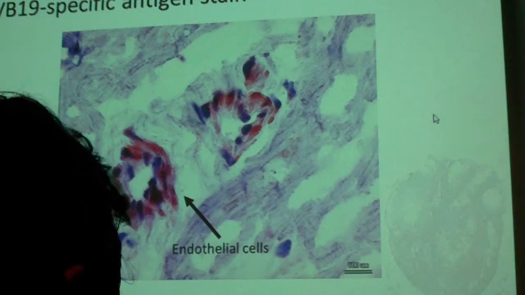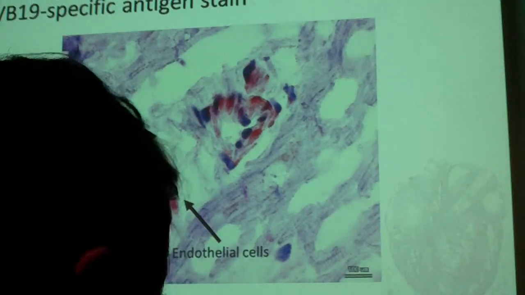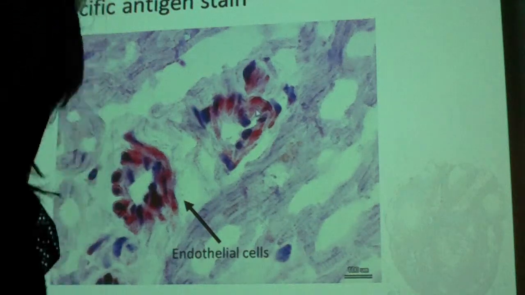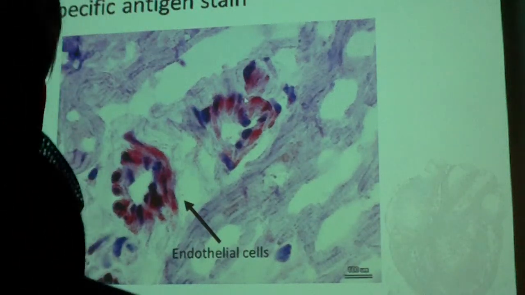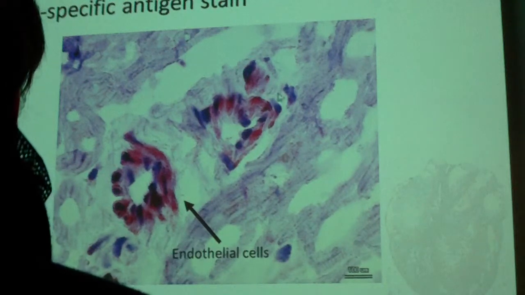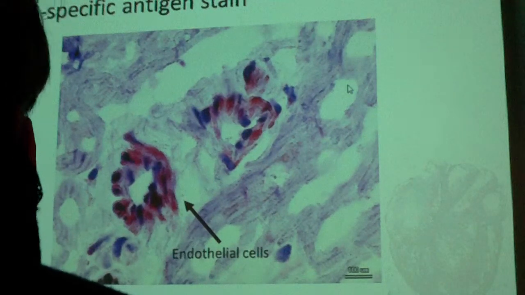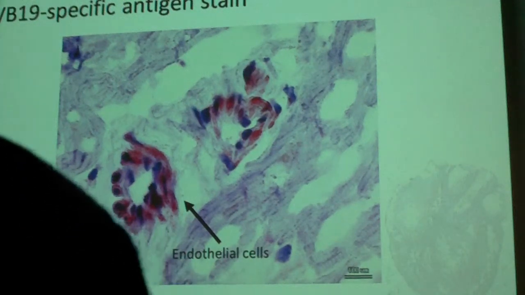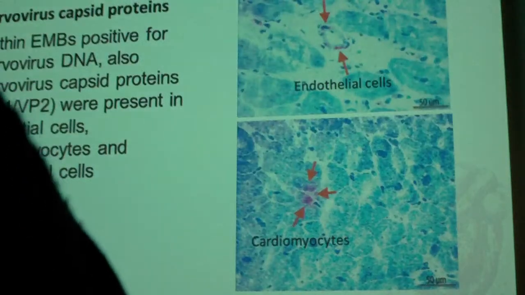Besides the virus load, we can also quantify these viruses in the heart. And we have specific parvovirus stainings, and then we can see that it's not only present in the heart, but it's actually infecting the heart, as you can see here, where it's located in the endothelial cells. Parvovirus B19 is known to attach to the endothelial cells.